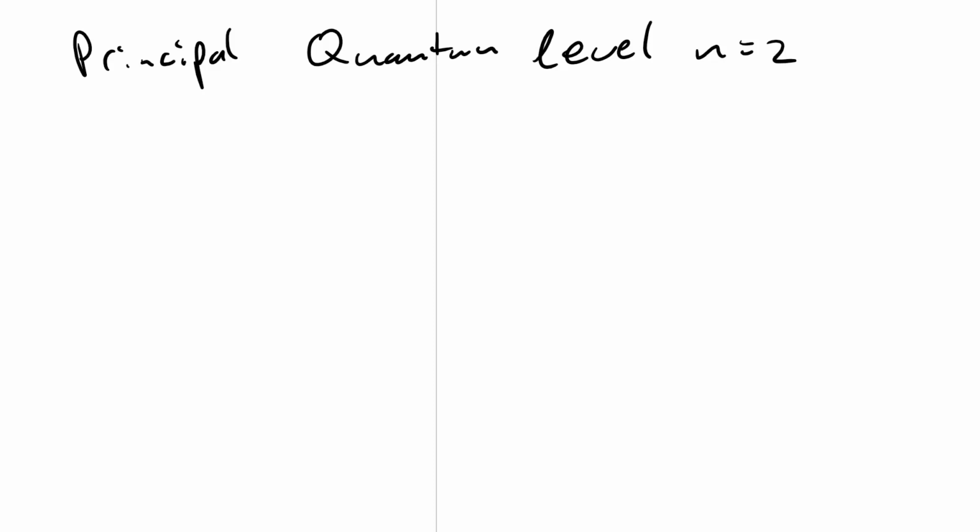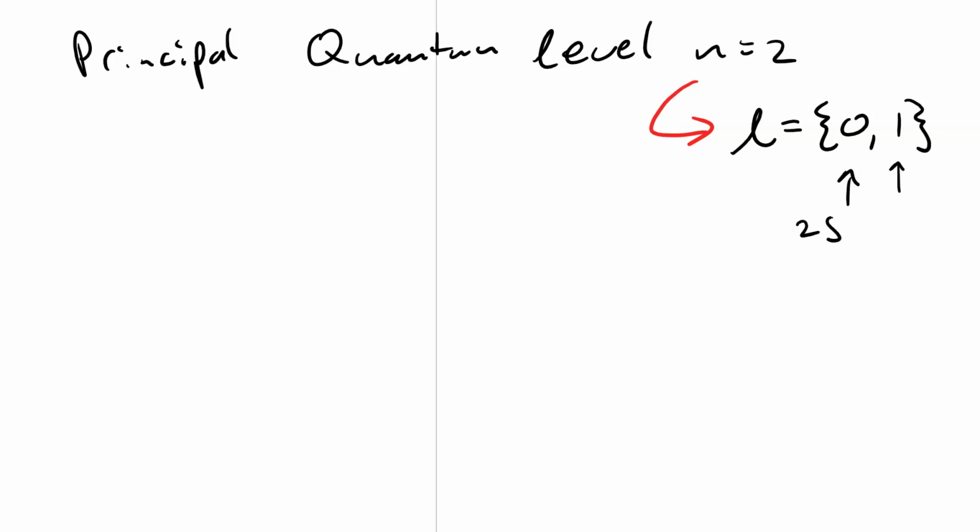Now let's look at principal quantum level n equals 2. At n equals 2, we have 2 possible L values, 0 and 1. Remember, it can be anything from 0 up to n minus 1. When n equals 2, 2 minus 1 is 1. That means we have the 2s sublevel and the 2p sublevel.